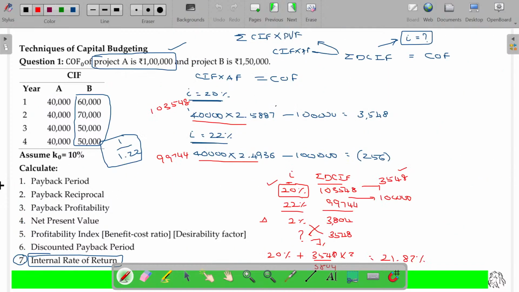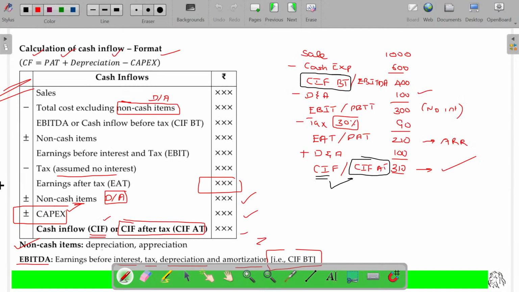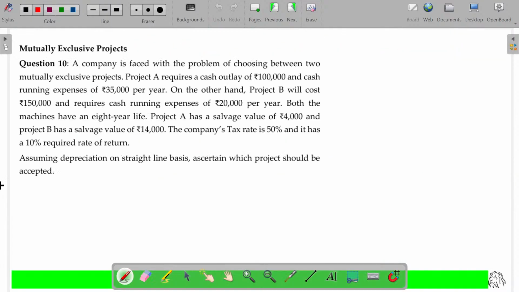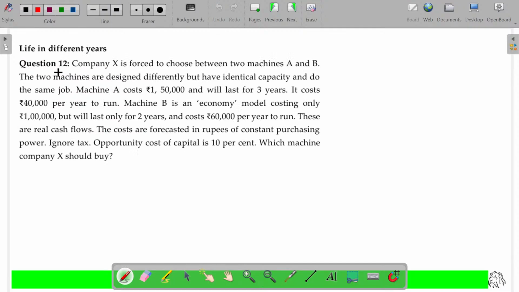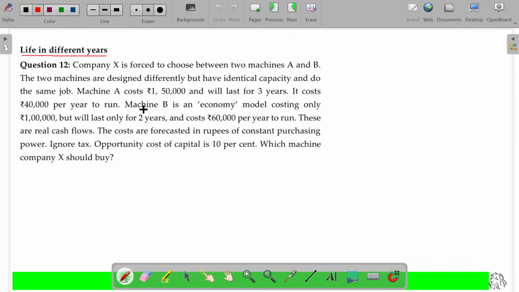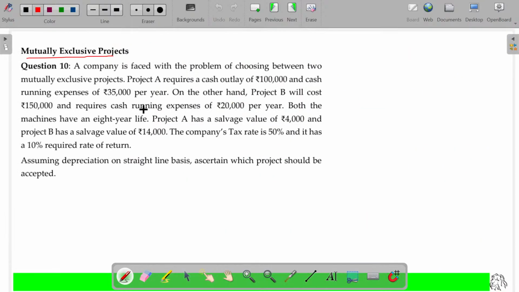Now let's move on to question number 10. Question number 10 is all about mutually exclusive projects. Question number 11 is also about mutually exclusive projects. Question number 12 is also mutually exclusive projects, but their life is totally different. Project A may have a different life and project B may have a different life. So these are the 3 illustrations we are going to study under the model of mutually exclusive projects.